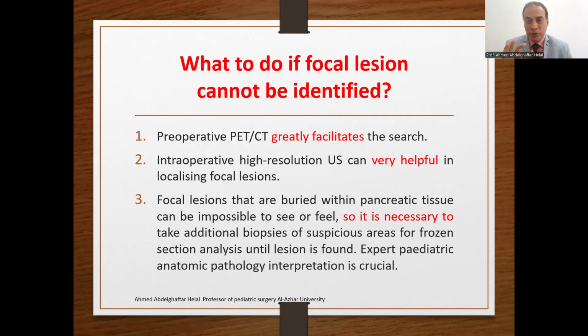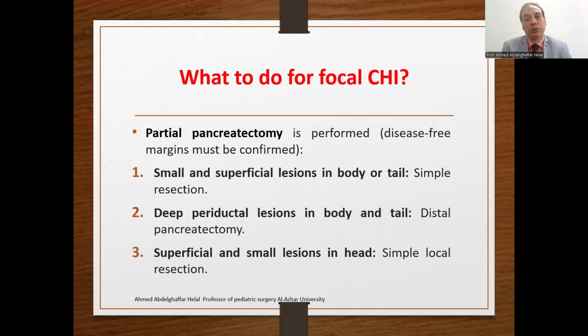So it's very important to know how to identify the focal lesion: appearance, firmer texture, lobe magnifications, preoperative investigations such as PET CT scan, intraoperative high-resolution ultrasound, and intraoperative multiple frozen section biopsy and examination with an expert pathologist. What to do for a focal lesion?